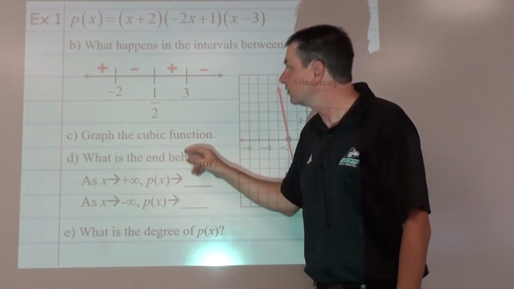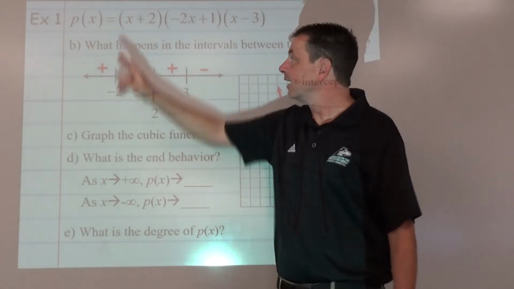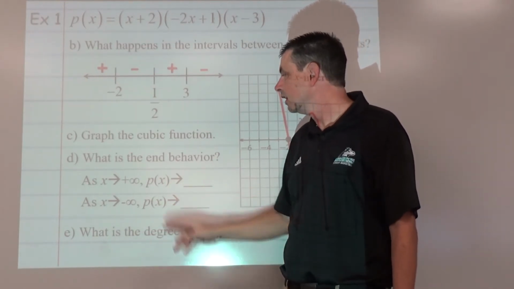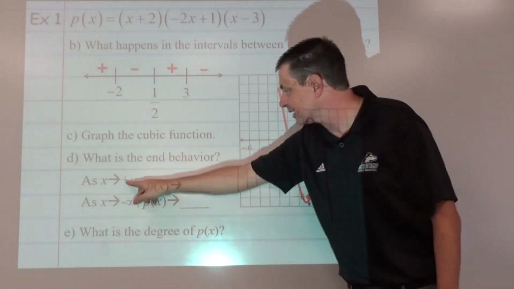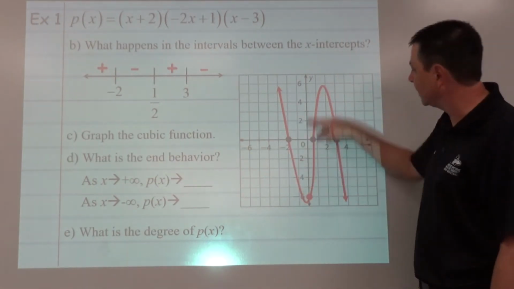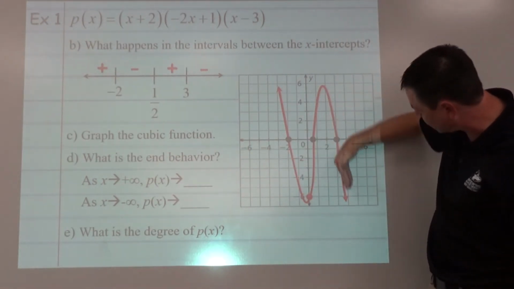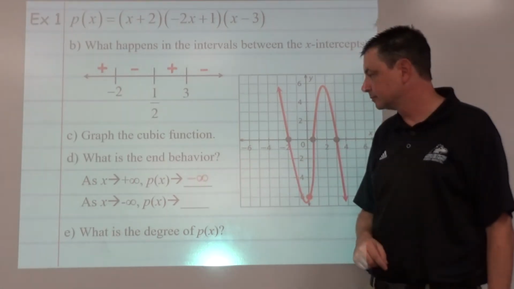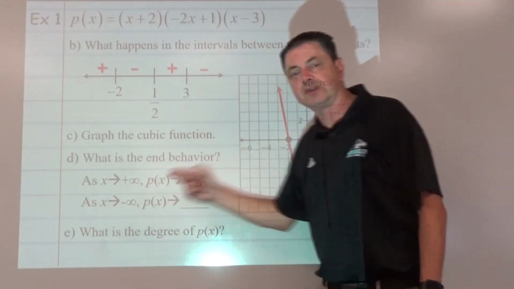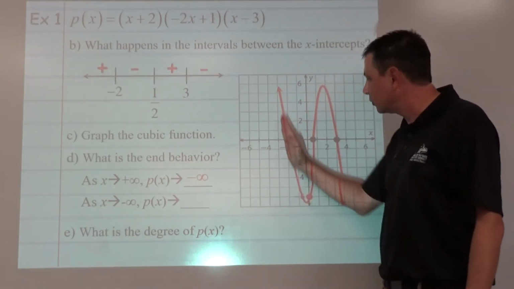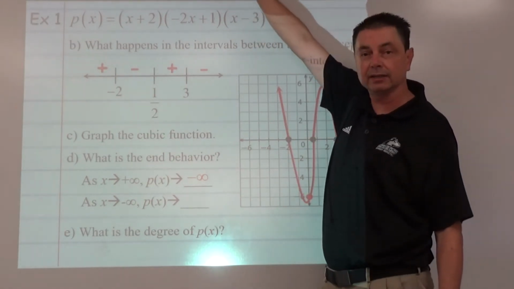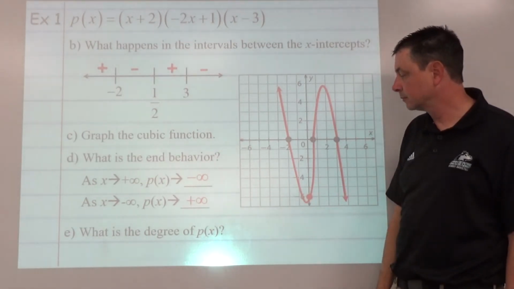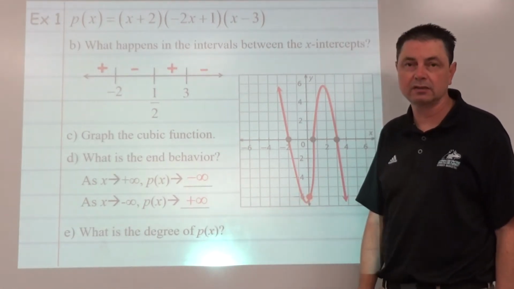So we graphed the cubic function. We graphed p of x. How do we know it's cubic? We'll get to that in a moment. What is the end behavior as x approaches infinity? As we go right on the graph, where are we heading? We're heading down forever. As x approaches negative infinity, as we go left on the graph, we are ultimately heading towards positive infinity. What is the degree of p of x?